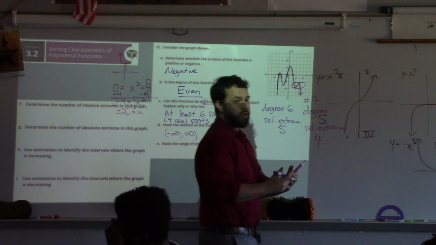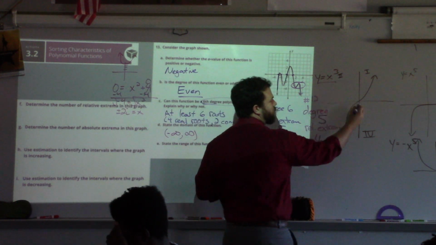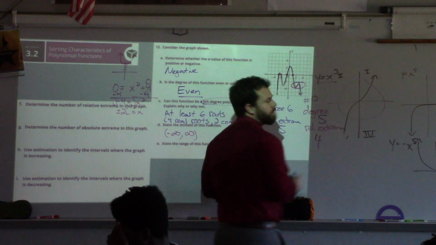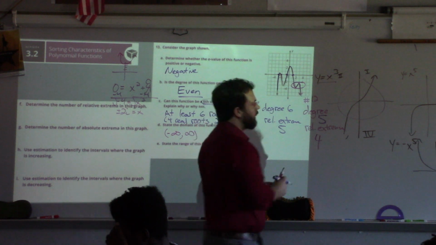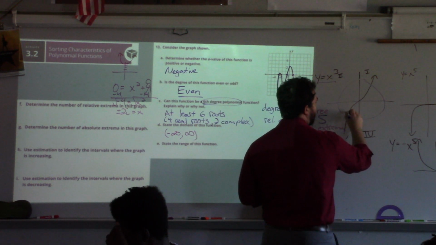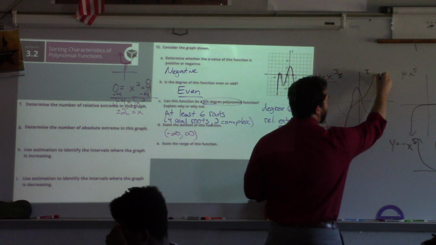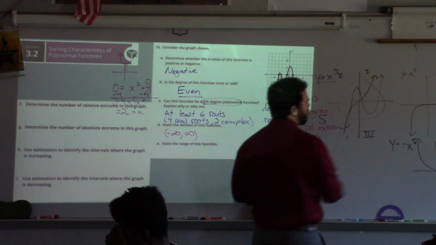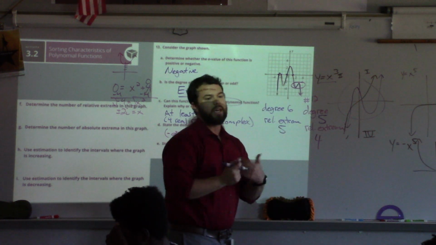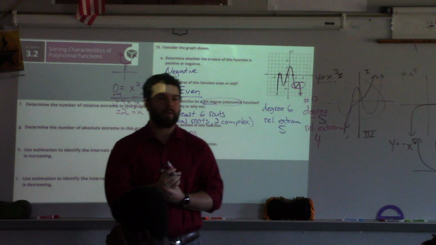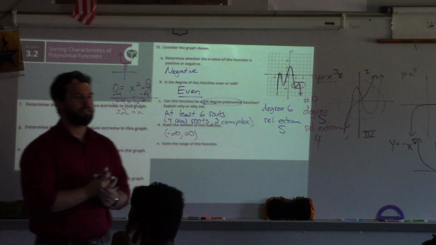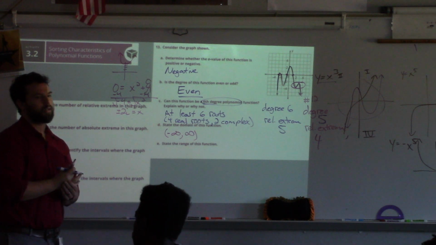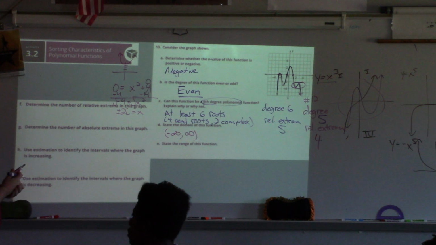But the reason why I say it could be up to 1 less, notice here's y equals x cubed. Are there any relative extrema in this case? No. But a cubic could look like this. Now, how many relative extrema do we have? 2. So it can be up to 1 less than the power, or the degree. So it's not guaranteed to be 1 less than the degree, but it can be up to 1 less than the degree. Okay?